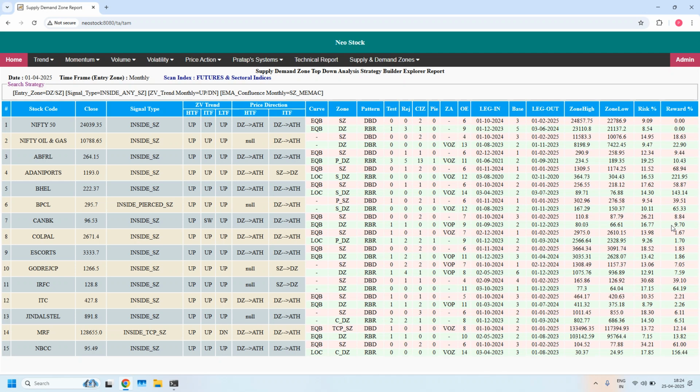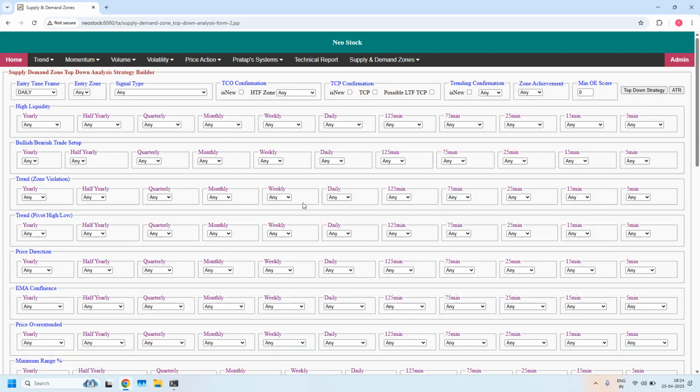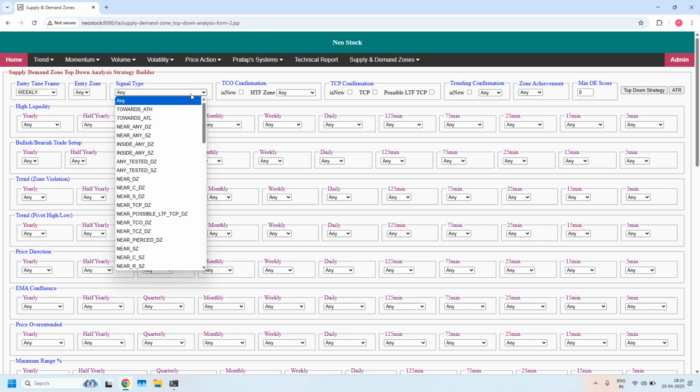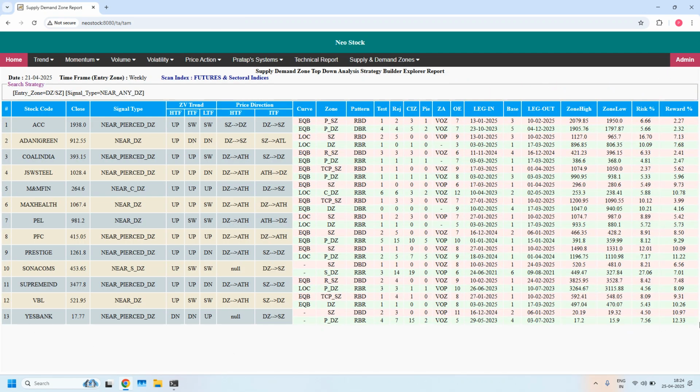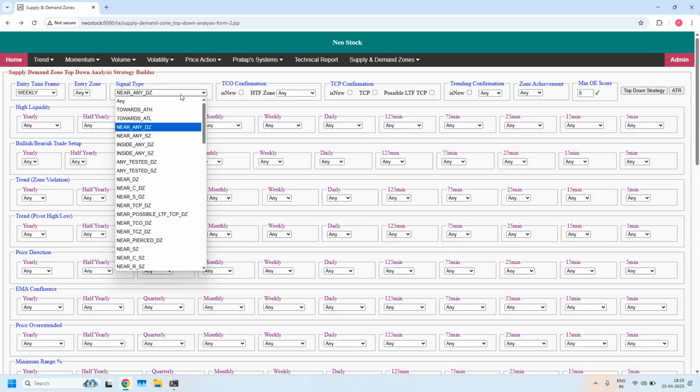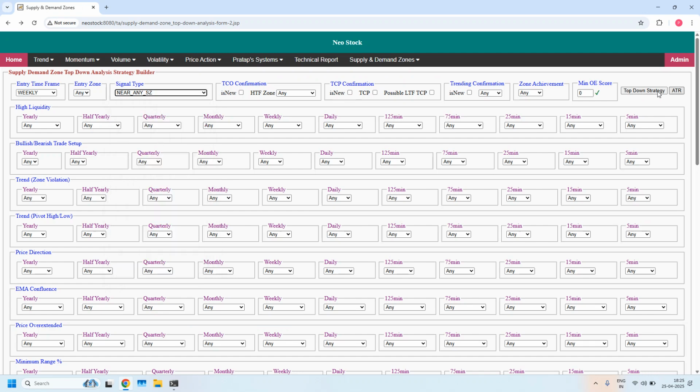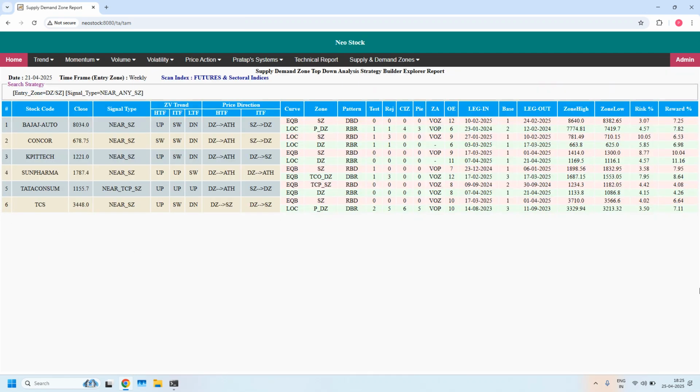Okay, next time frame is weekly, and this is also end of the week. We will generate few additional reports for weekly time frame. First, stocks near weekly demand zone, we got 13 stocks. Next, stocks near weekly supply zone, we got 6 stocks.